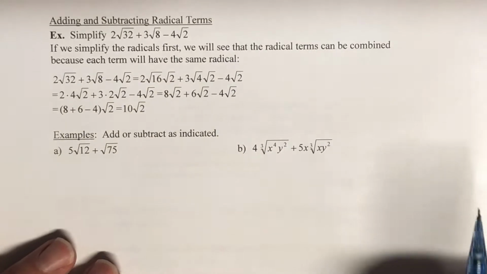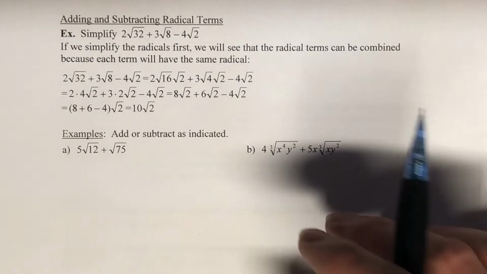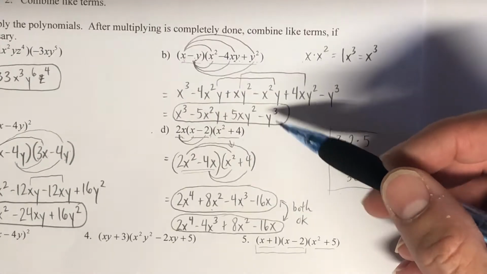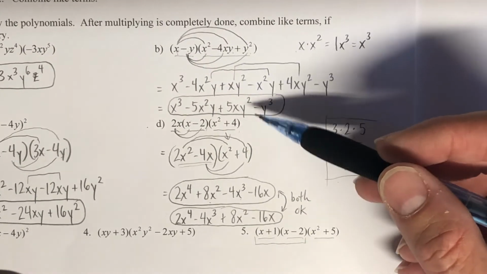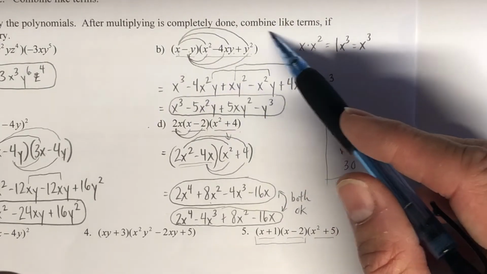Adding and subtracting radical terms is very similar to combining like terms. Okay, let me show you what I mean by that. Looking back at a problem from a different video where we were multiplying polynomials together, let's look at this example right here. And after we multiply the polynomials together, it asks us to combine like terms.